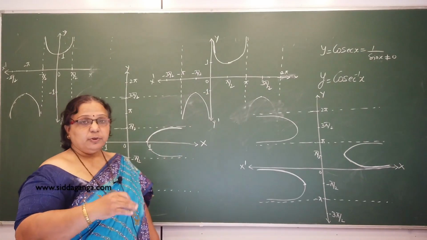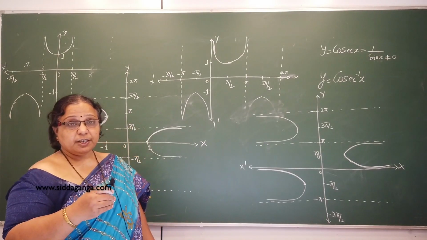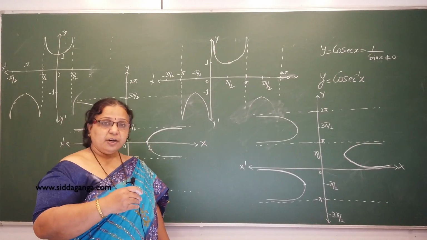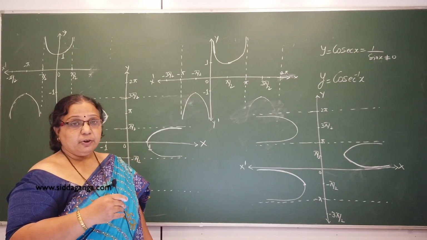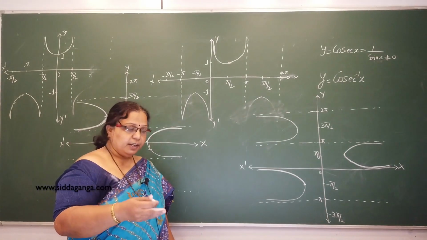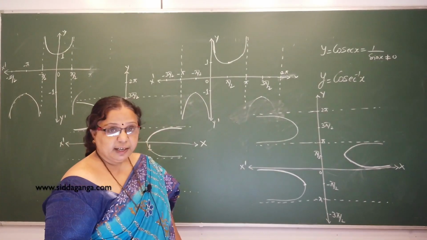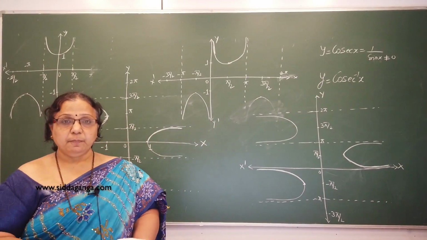So today we have studied about the 4 inverse functions: tan inverse, cot inverse, secant inverse and cosecant inverse, and we have drawn the graph of both their trigonometric as well as inverse functions. So tomorrow we have to study about the properties.